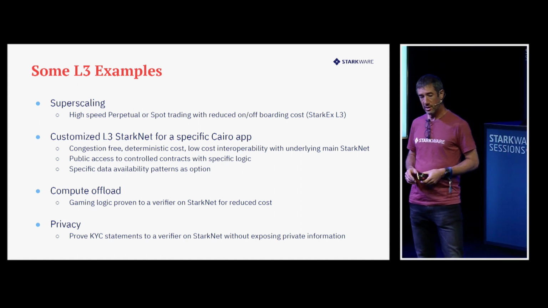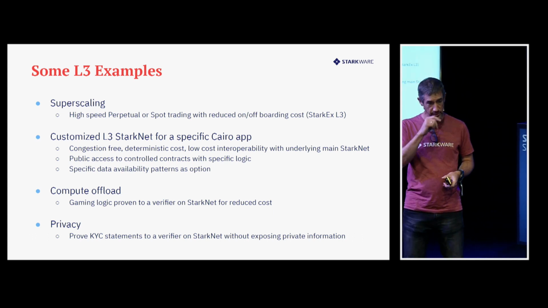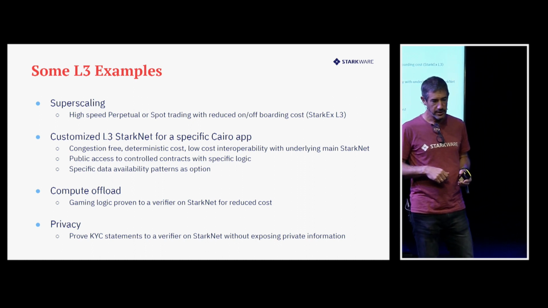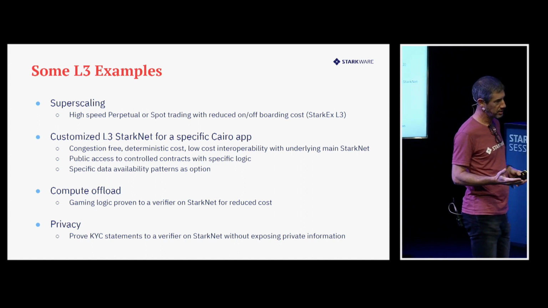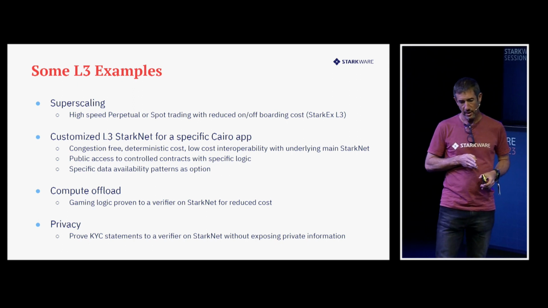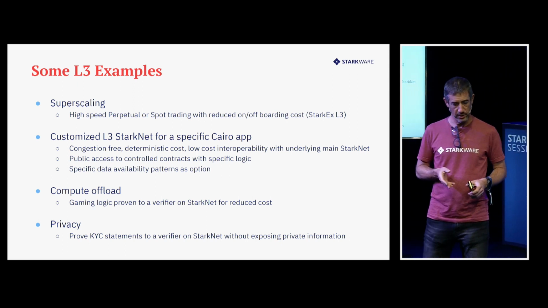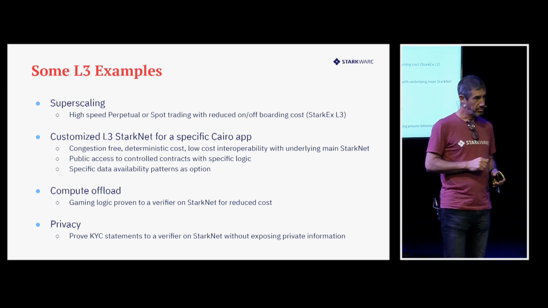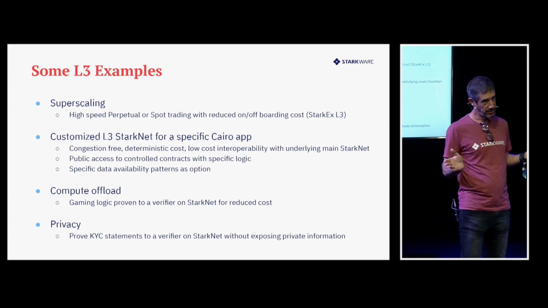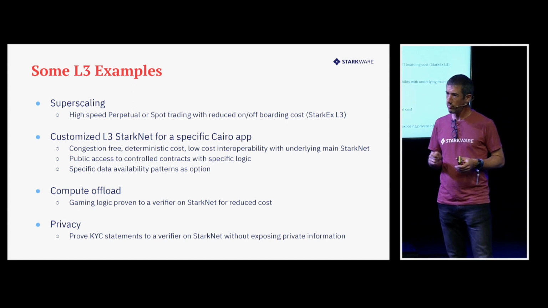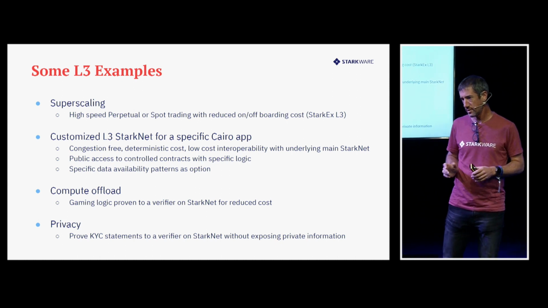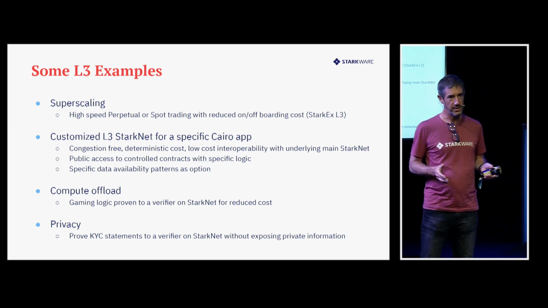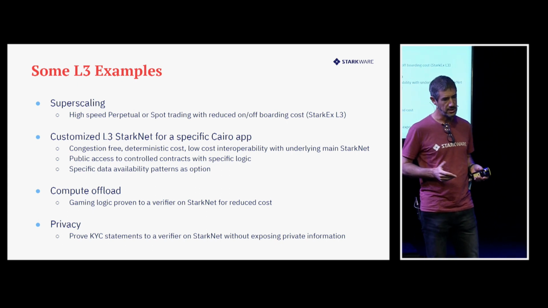You could have a customized layer 3 StarkNet for a specific Cairo app. The whole idea here would be to have an application that is congestion-free, has deterministic costs, low-cost interoperability through onboarding and offboarding, and public access. So it's still a StarkNet. But on the other hand, you may have more control over what you deploy on this StarkNet, because it's not a public StarkNet. And in this kind of environment, you could run an app that's sensitive to, for instance, performance latencies and things like that.